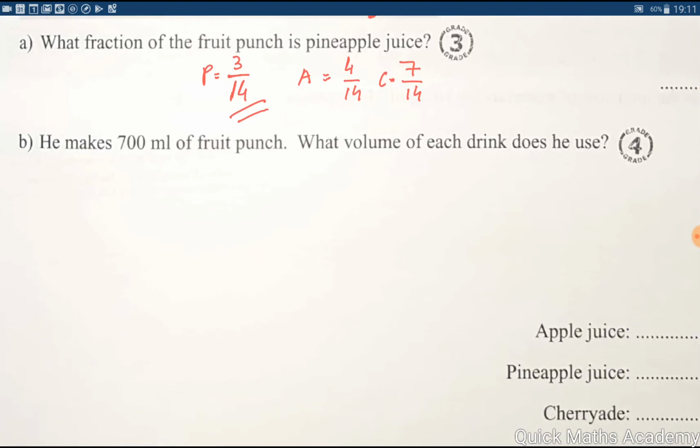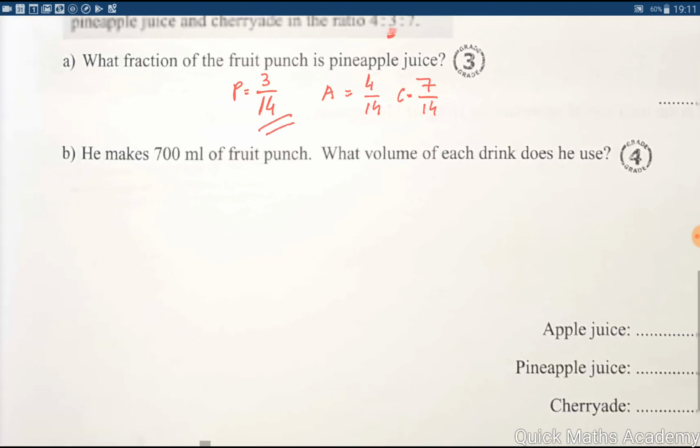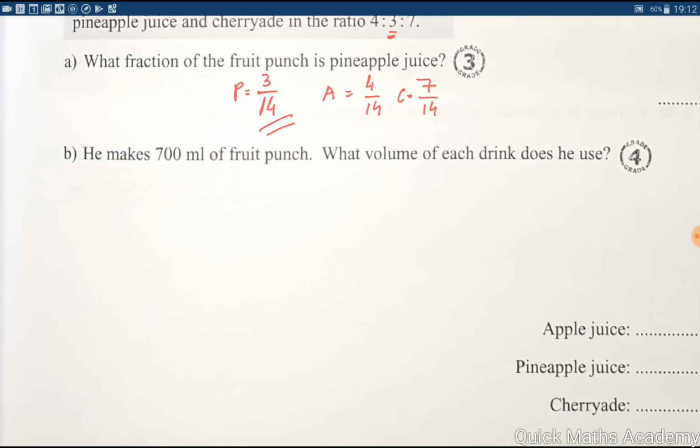It makes 700 milliliters of fruit punch. What volume of each drink does he use? Now that we know the total of the drink that was made, which was 700 milliliters, and we have our ratios, we know what part of this 700 is each fruit. How do we do that? We just have to multiply each fraction by the 700 milliliters, and that will return each fruit individually.